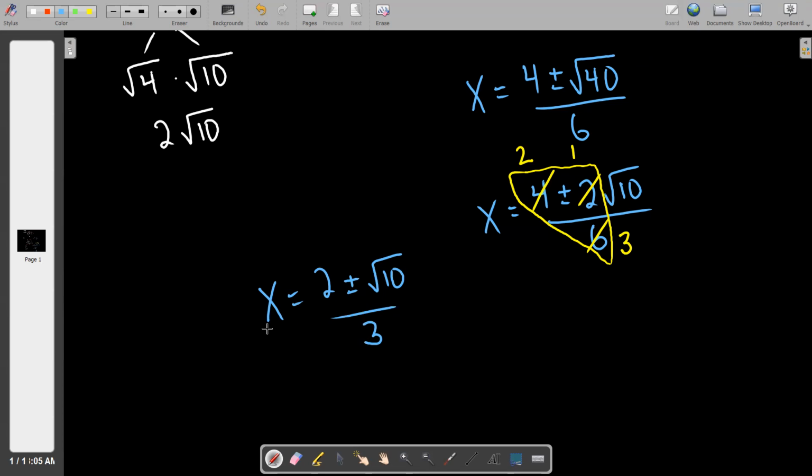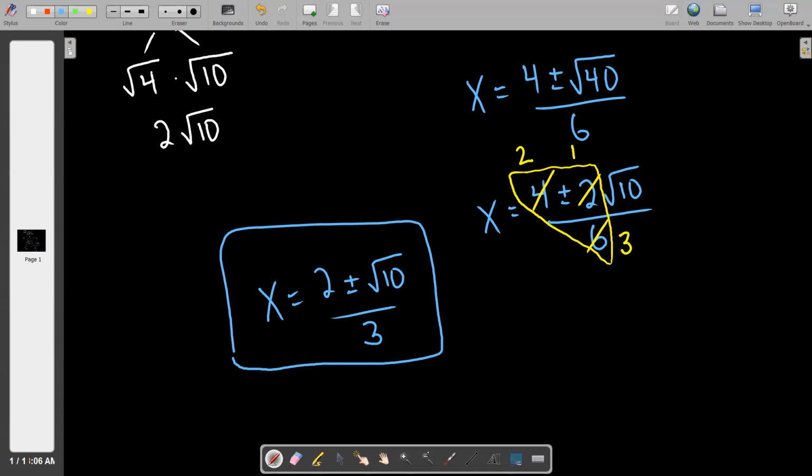What's one of the answers that I have in this blue box? Read me one answer. Yeah, and I know you meant to say 2. So good. So 2 plus the square root of 10 over 3 is an answer. What's the other answer? 2 minus the square root of 10 over 3. So don't ever forget that that plus or minus sign isn't just this thing. It's just our way of expressing that there are multiple answers. We package them together.